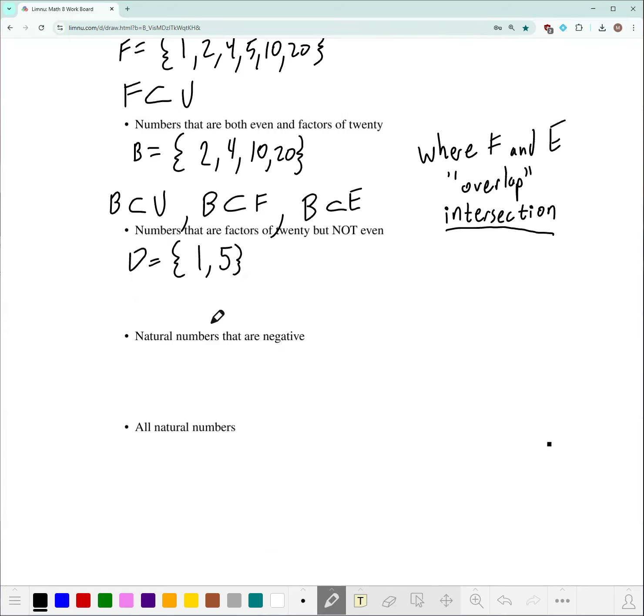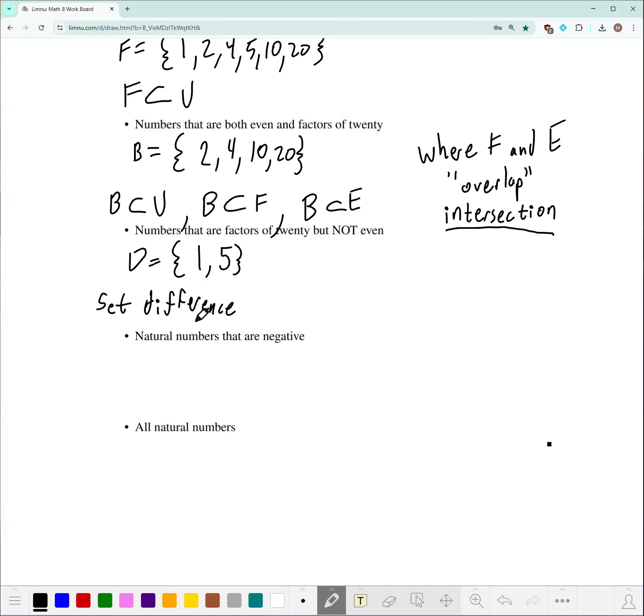Okay, so this is kind of like what's left over. After I take the even factors of 20, my leftover set here is the odd factors of 20, or not even, right? So there's a name we can give this. If I took set F and I subtracted set B, then I would get this set D. And the word for it is a set difference. Now, I don't think you're going to get tested much on this, but it's a helpful idea: let's take these parts out and see what's left over. It's a very mathy thing to do.